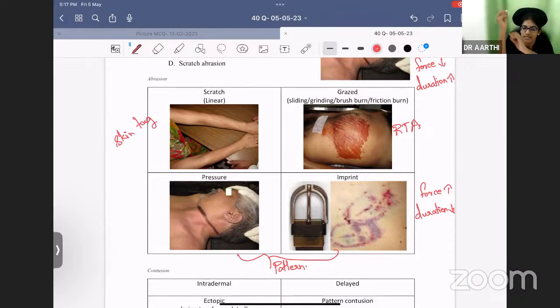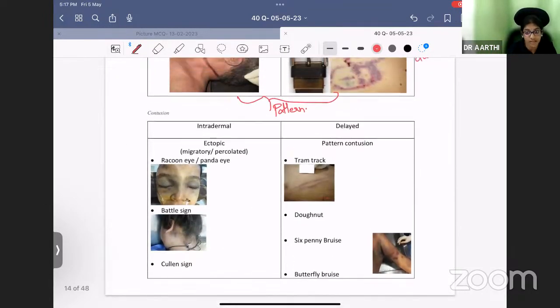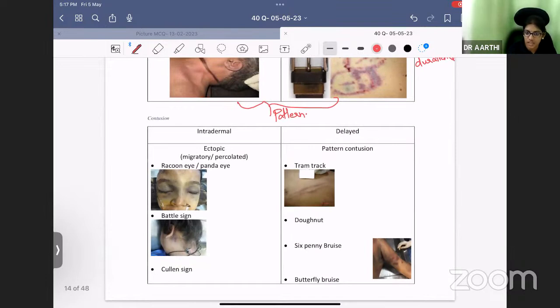Scratch, the skin gets heaped to one side. Grazed, the skin gets heaped to one side. Then the other form of blunt force trauma is contusion. Delayed is when the person has got hit, but the injury becomes visible after some time because the clot is in the deep structure.